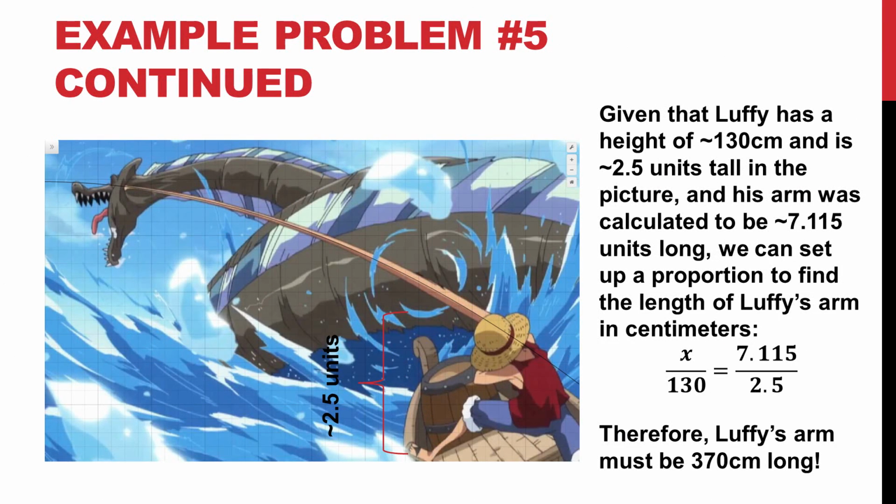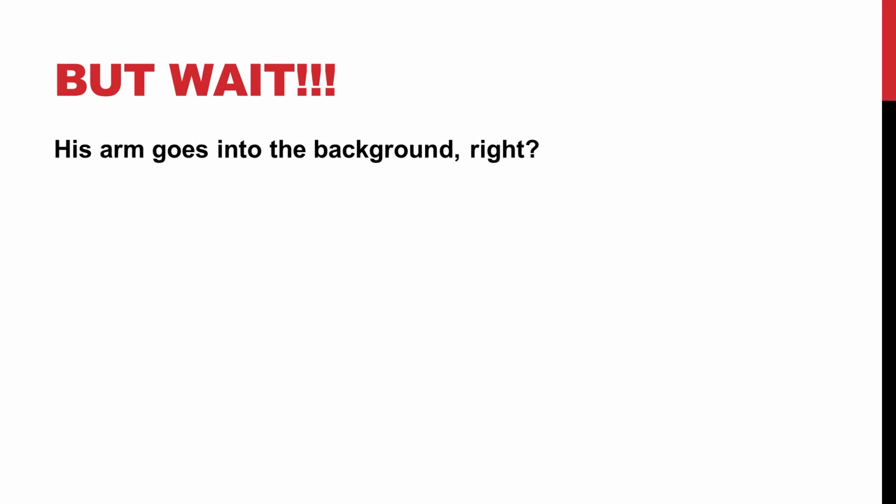Given that Luffy has a height of 130 centimeters and is 2.5 units tall in the picture, and his arm was calculated to be 7.115 units long, we can set up a proportion to find the length of Luffy's arm in centimeters, the proportion being x over 130 is equal to 7.115 over 2.5. Therefore, Luffy's arm must be 370 centimeters long. But wait, his arm goes into the background, right?